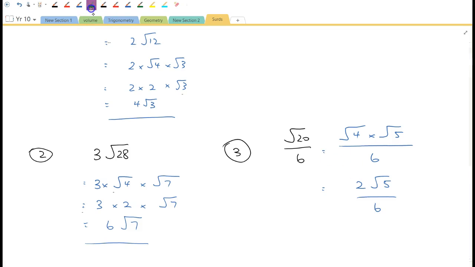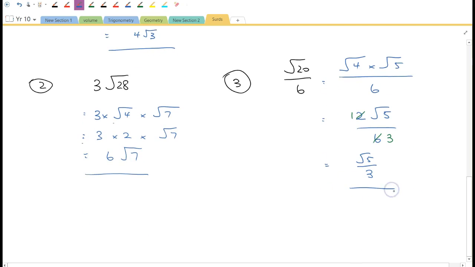And then our last move here is just to acknowledge that 2 and 6 have a common factor of 2. So I divide by that common factor, I get 3 and 1. Now obviously that 1 doesn't stay. We don't write 1 root 5, we just write root 5 over 3, and we've simplified.